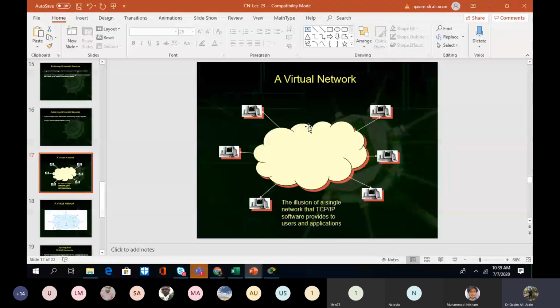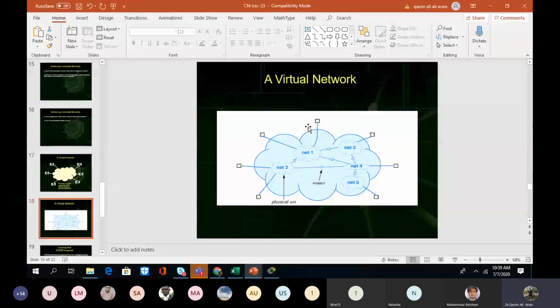But conversely, हमारे पास actually इस तरह से होता है. ठीक है, if you can see in this particular diagram, you have a physical network. This is network 3, this is network 1, this is network 2, this is network 4, and this is network 5. Either it is a LAN or a WAN. We don't have to bother about it कि आपके पास ये क्या है.